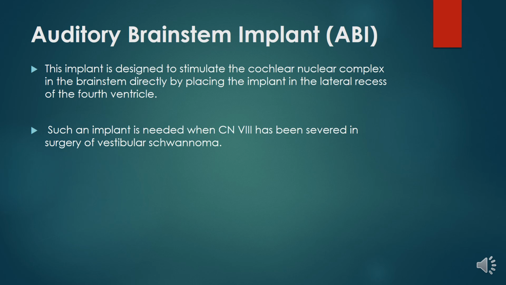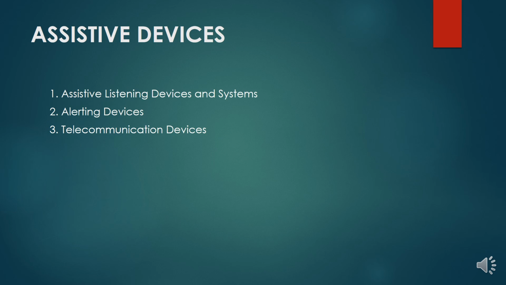Now the second one is an auditory brainstem implant. This implant is designed to stimulate the cochlear nucleus complex in the brainstem directly by placing the implant in the lateral recess of the fourth ventricle. Such an implant is needed when cranial nerve number 8 has been severed in surgery of vestibular schwannoma. Assistive devices: assistive listening devices and systems, alerting devices and telecommunication devices.